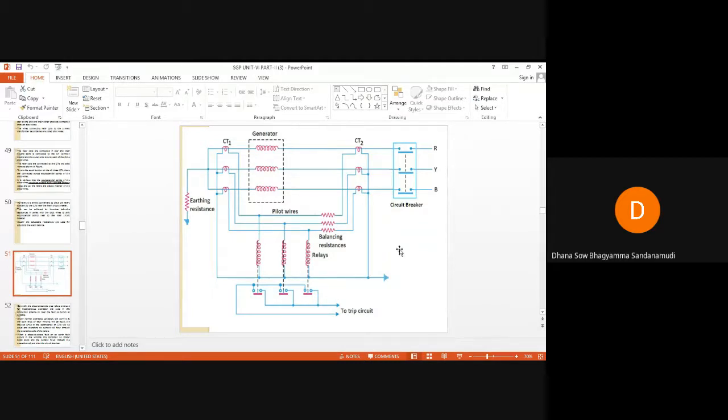So usually the balancing resistances that are used are adjustable resistances. We can adjust the resistance value to get the exact balance between these two CTs.